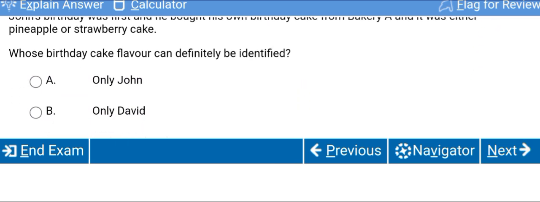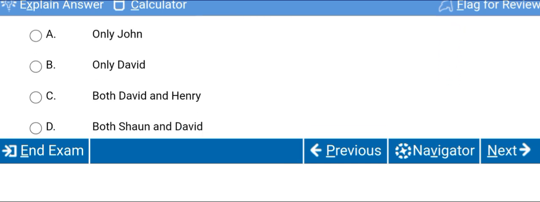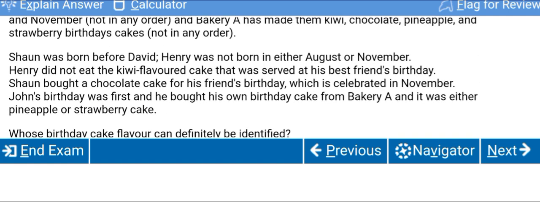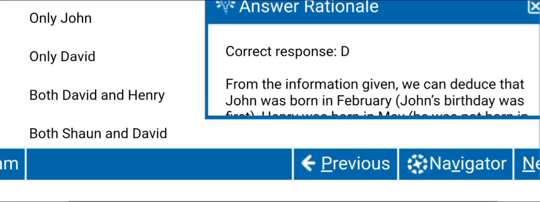So the question is that whose birthday cake flavor can definitely be identified? Option A, only John. Option B, only David. Option C, both David and Henry. Option D, both Sean and David. So here we have the correct response as option D.